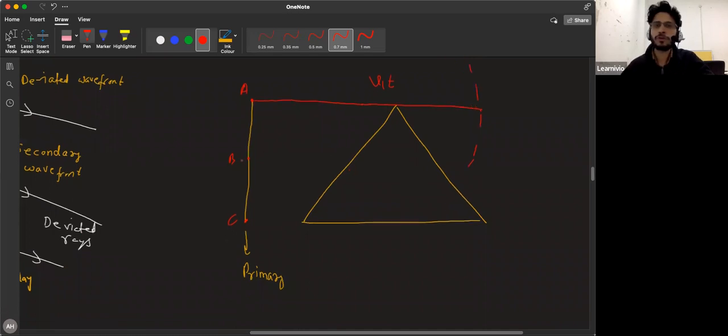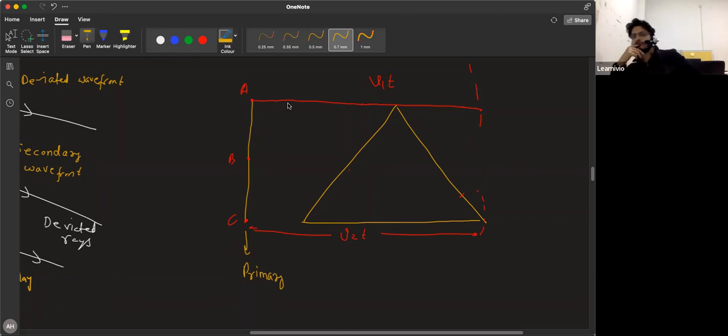Then you have another point C. You again draw the wavelet. The radius of the wavelet will be v2t. Now, let's not take point B. Points A and C will be enough.